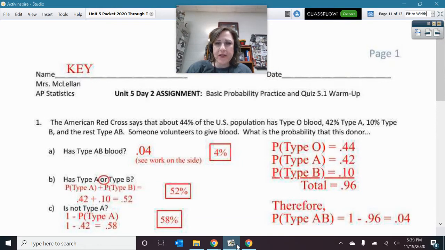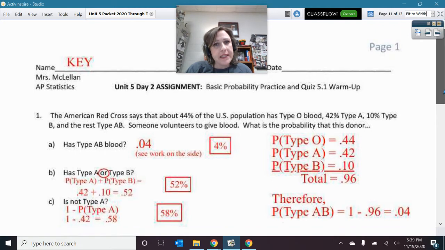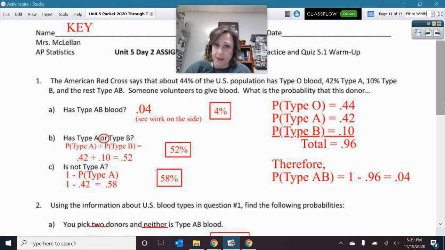All right, let's go over this last little warm up, or this practice, in the first part of our Unit 5. Our basic probability of discrete and independent events. So here we have the blood types, and those were the ones of the information they gave us. The one that's remaining is AB, so that's why it's 4% type AB.